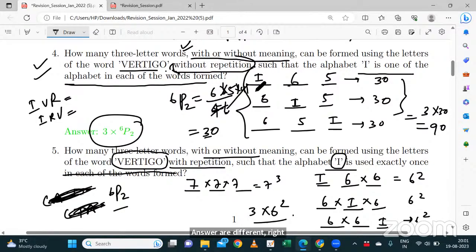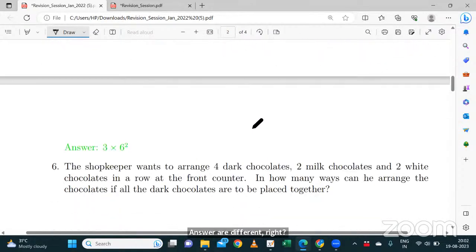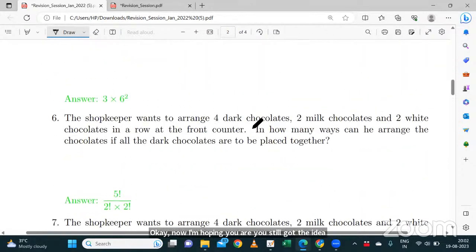Got it, sir. There are a lot of some more questions regarding these chocolates and all. We'll discuss them in the next session because you guys have the Python session, right? Yes, sir. So I hope you got the concept of permutation and combination, factorial and all. The rest of the things we'll try to cover in the next session.